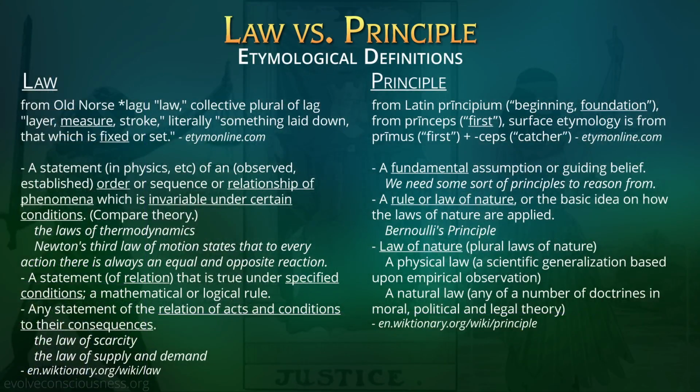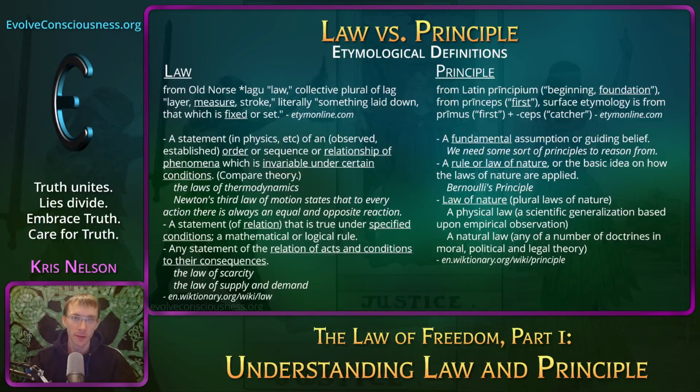And here we have some etymological definitions to get more into the nitty-gritty of the definitions. So we have law from Old Norse, lagu, law, collective plural of lag, as in layer, measure, stroke. So measure is important when you think about the symbolism of ma'at. Well, that had to do with measurement. And ma'at was also a term for referring to law, morality, and truth. So we have measure here.